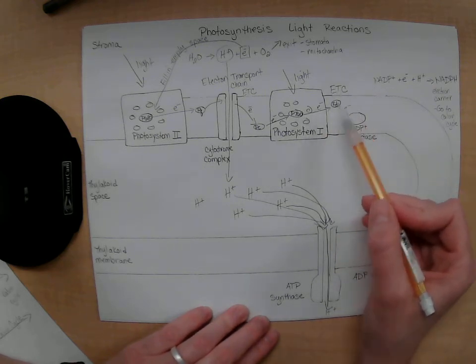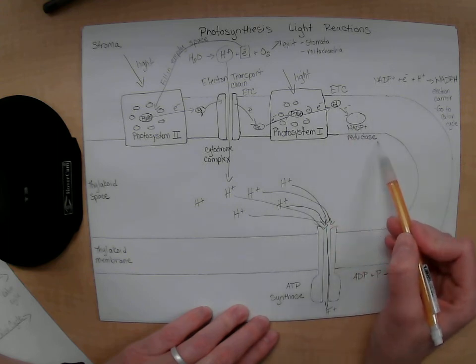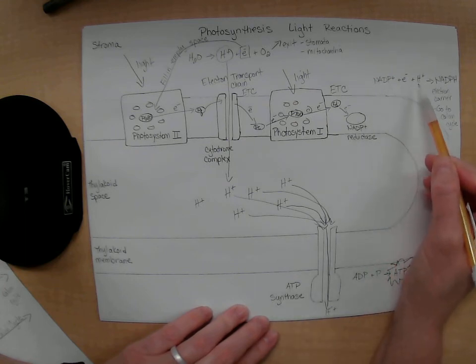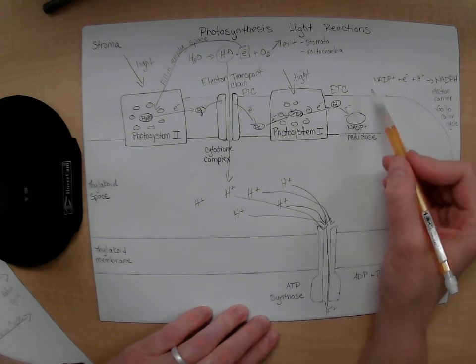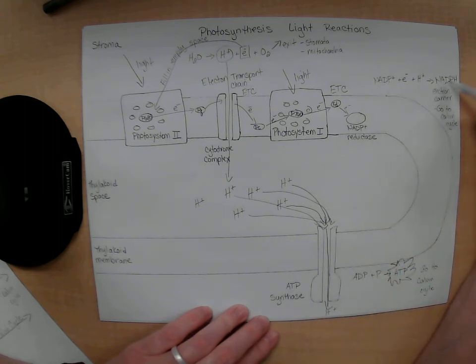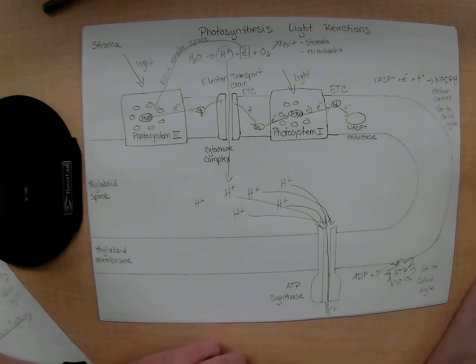The electron transport chain for photosystem 1 activates this enzyme, NADP plus reductase, which takes an electron and a hydrogen ion, adds it to NADP plus, which came from the Calvin cycle, which you'll see in the next part of the process, and it makes NADPH, which is an electron carrier that is going to take those hydrogen ions and those electrons and bring them to the Calvin cycle. And using the energy from the ATP, we're going to take those hydrogens and combine it with carbon dioxide in the Calvin cycle and create our sugar molecule.